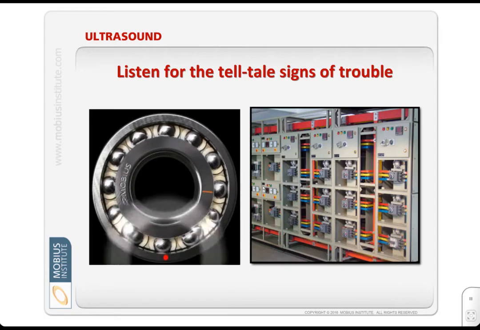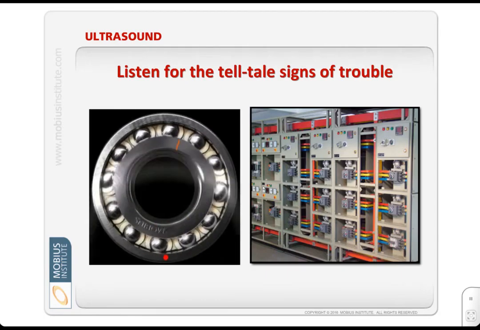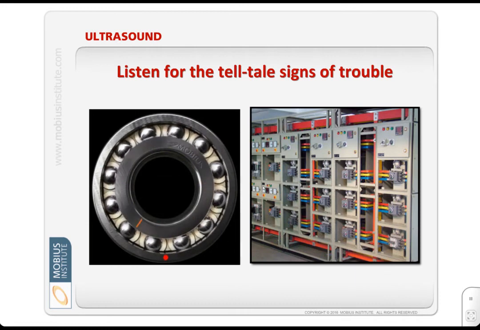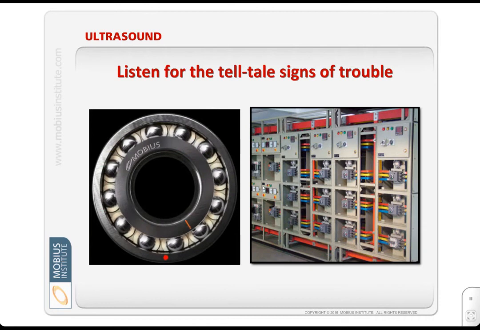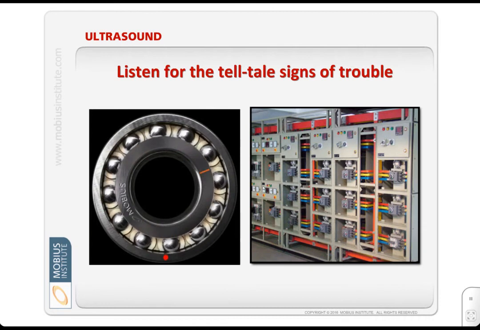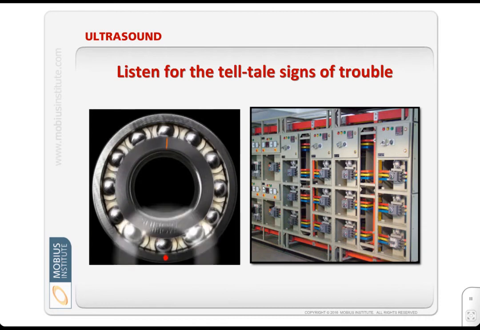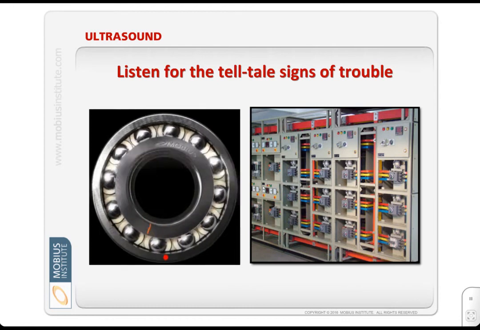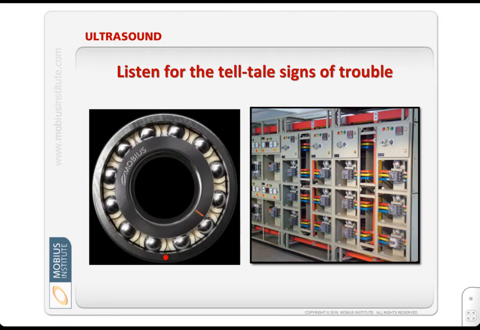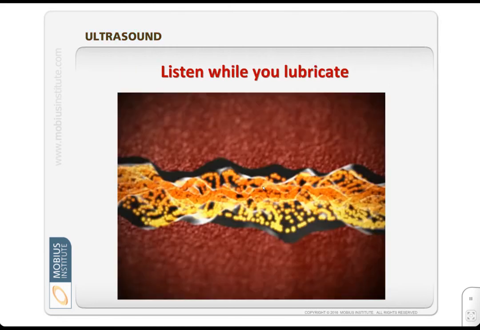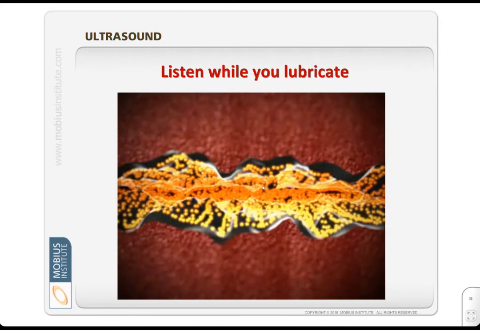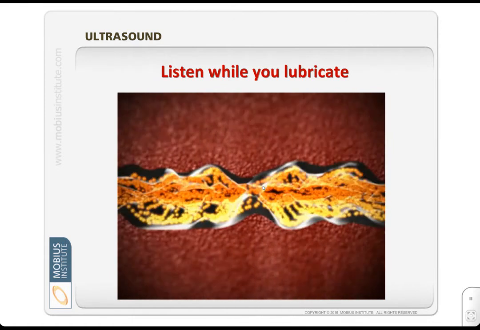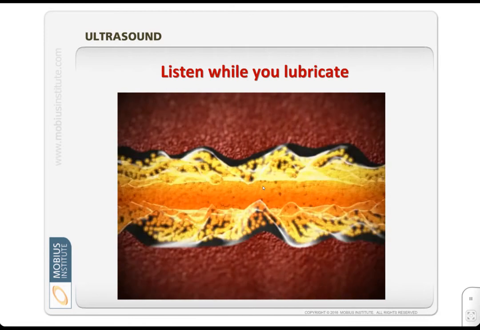We can use ultrasound to get an early warning of lubrication problems, to detect the signs of bearing wear. We can find all kinds of mechanical faults, electrical faults, flow-related faults, all sorts of things. Anytime there's any impacting, friction, turbulence, it generates very high frequency vibration or sound, if you like, and we can pick it up with ultrasound. We can even listen to the bearing while we are greasing the bearing, and as the surfaces move apart, we can hear the difference.